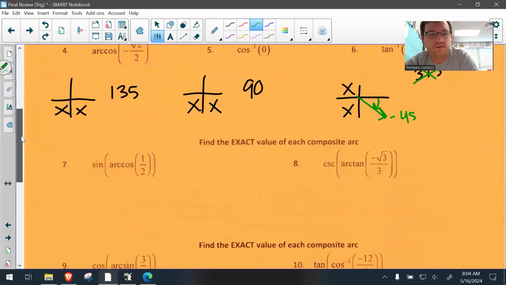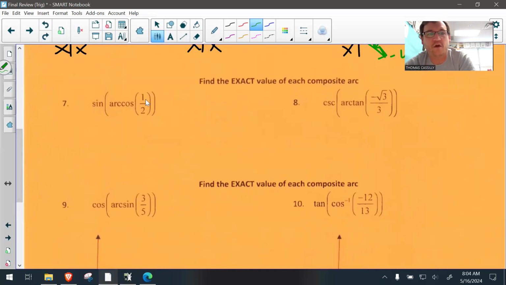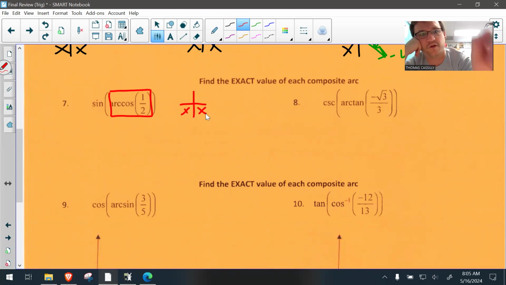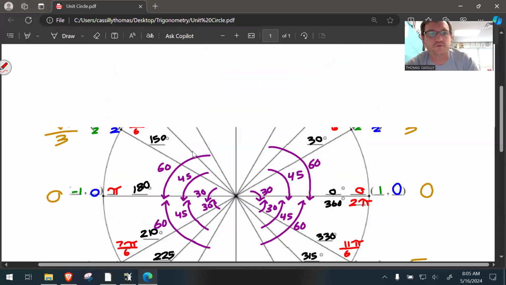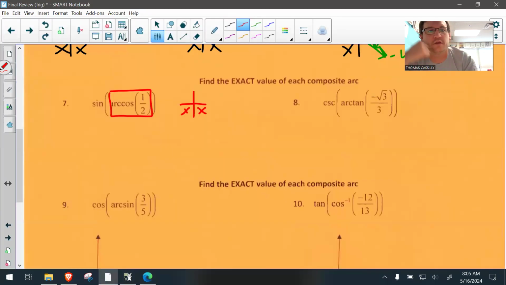So that's 1 through 6, and the next two are going to be more of the same. Find the exact value. Again, arc cosine. The first one is the sine of the arc cosine of 1/2. Start with the inside and work your way out. The first thing to focus on is the arc cosine, which is only defined on the top. So where is arc cosine equal to 1/2? That looks like a 60-degree angle.